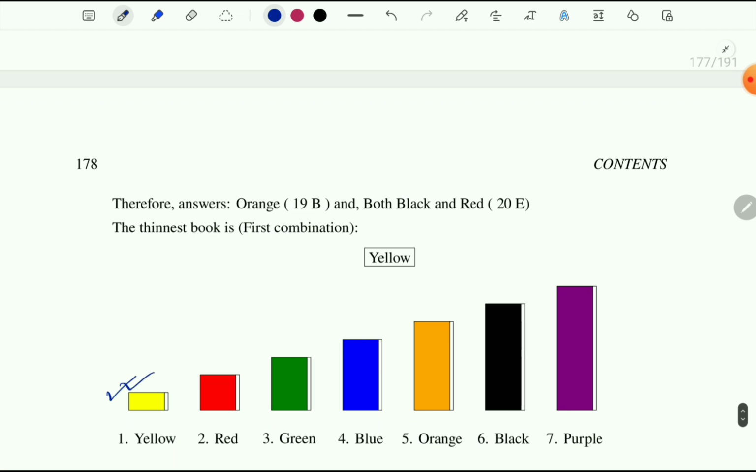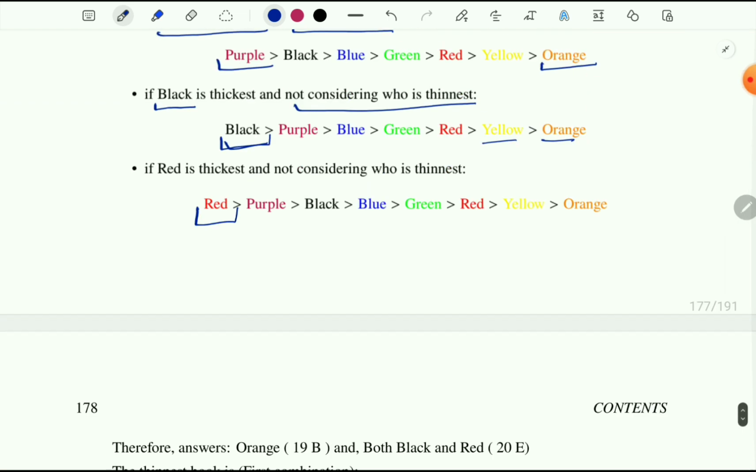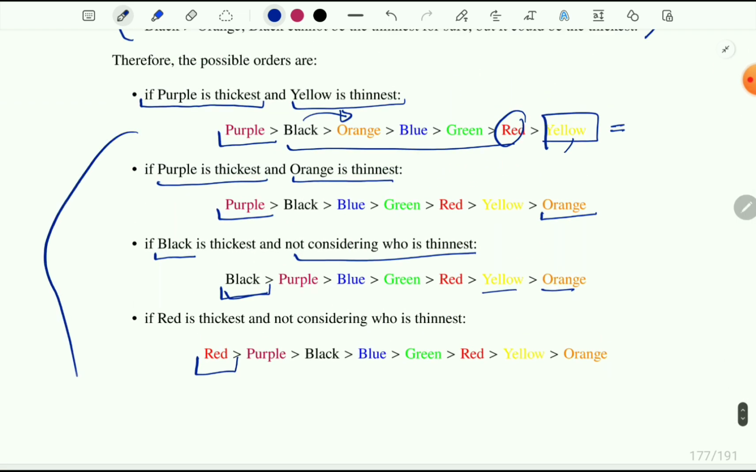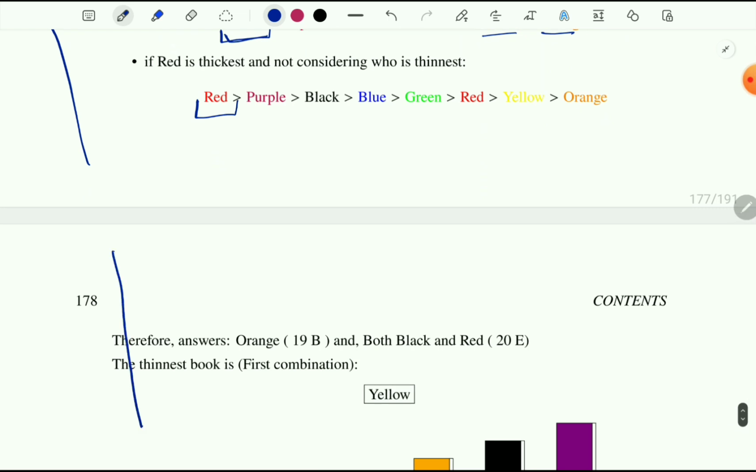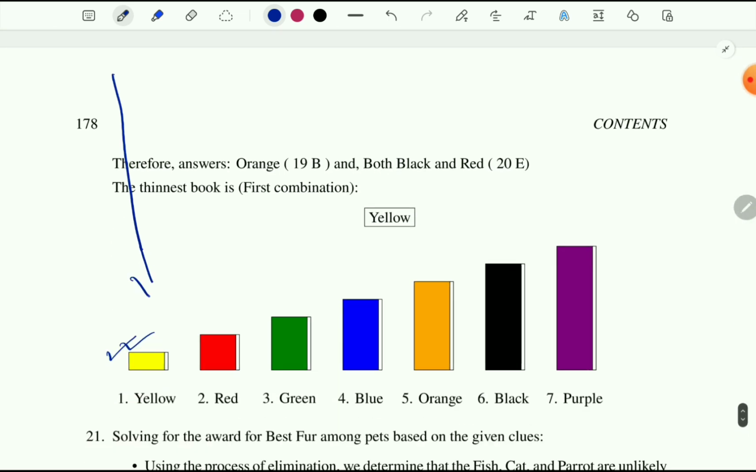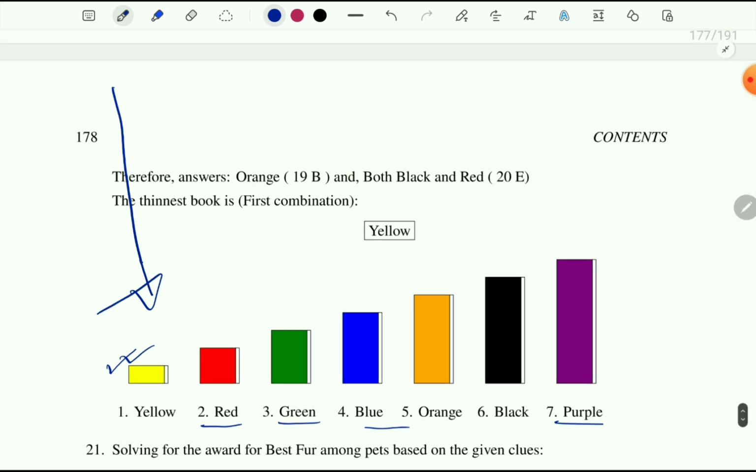I also drew pictures here for better understanding. Here yellow is the thinnest. This is the first combination. I tried to draw this first combination here for better visualization so that you can understand easily. And red, green, blue and purple I kept as the thickest. So I hope you understood this problem well. If you still have doubts or any questions, please let me know. I will try my best to answer you.